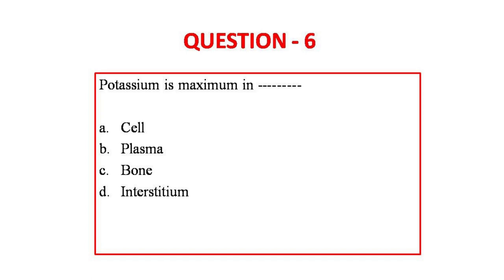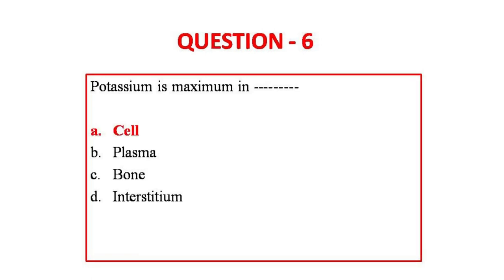So moving on to question number 6. Potassium is maximum in dash: in the cell, plasma, bone and interstitium. So the answer for this question is cell. The cell contains maximum amount of potassium. As we all know, the cell plays a major role in the body. So to regularize everything properly, we need the potassium, and that content is more in the cell.